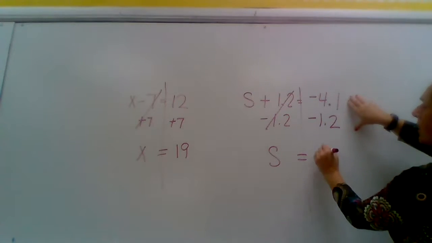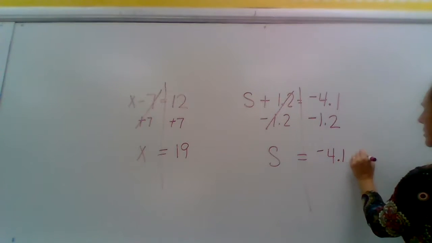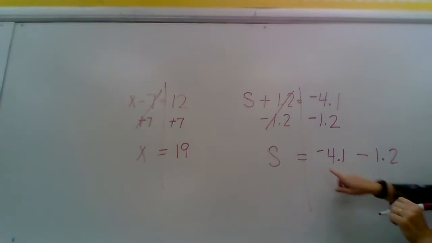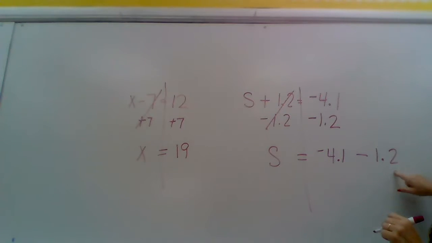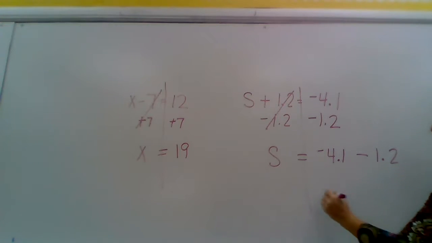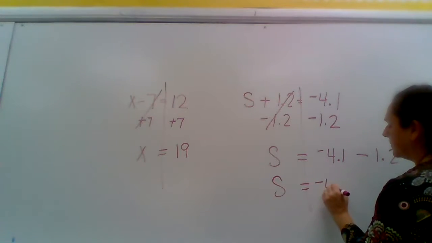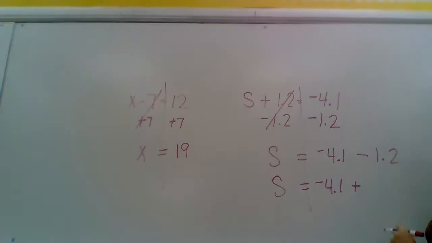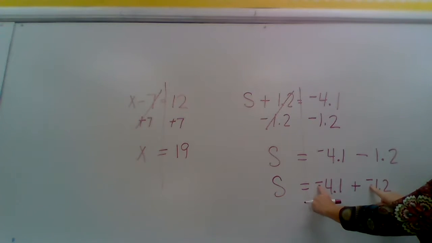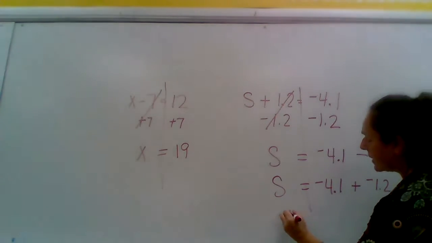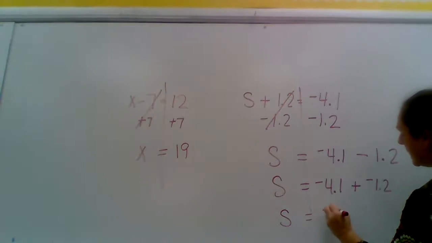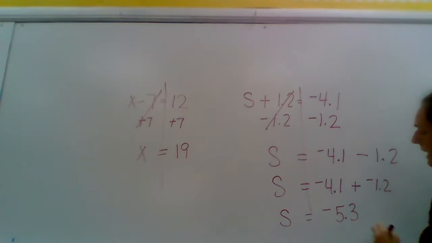Now I'm going to write this out. This was a negative 4.1 minus 1.2. Remember, we can't subtract, so we need to rewrite it. We're going to take the first number, bring it straight down, change subtract to add, and make this a negative 1.2. So now at this point, I have two negatives, so I'm going to continue to add them. So I get s equals negative 5.3. So that would be your answer.